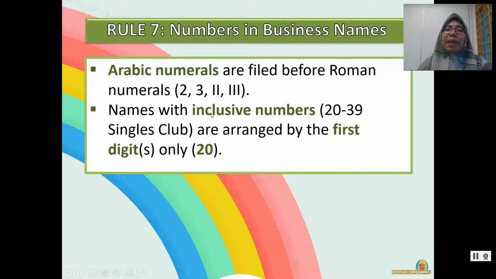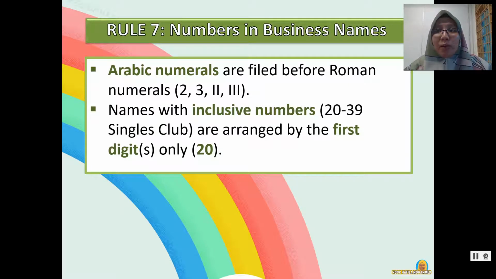Okay, so names with inclusive numbers. For rule number 7, you need to remember the term inclusive number. Inclusive means the numbers in between. For example, 20 to 39. So this one we call an inclusive number. When you have this kind of question, you use the hyphen, 20 hyphen, or in other words 20 to 39. We only choose the first number, which is 20, because it is an inclusive number. Another example is 10 to 15. So we only choose 10.